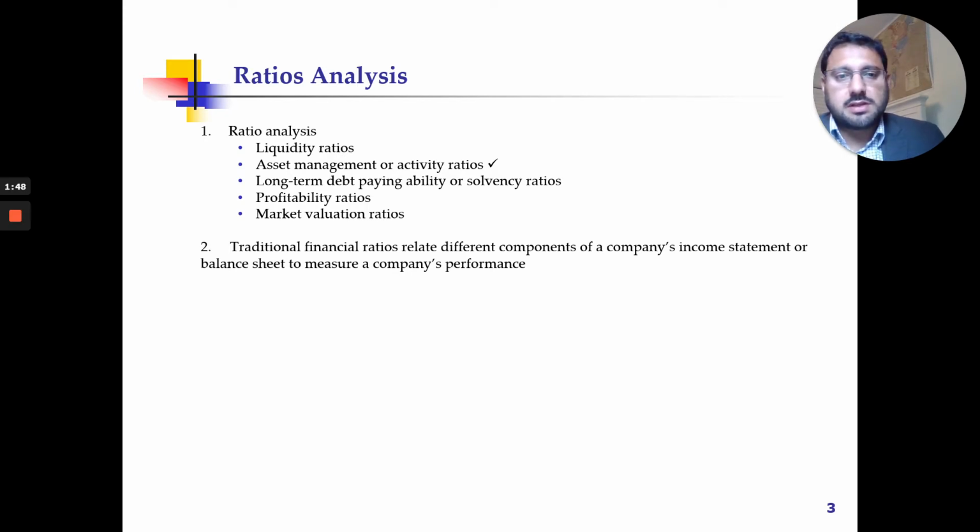So we will discuss these traditional ratios, and when we calculate these ratios, they come from the different financial statements. Usually the balance sheet and income statement items are involved in calculating these ratios. In liquidity ratios, mostly the items both in the numerator and the denominator come from the balance sheet. In case of asset management, which we are discussing today, one item usually comes from the balance sheet and the other one comes from the income statement, and we'll look into it.